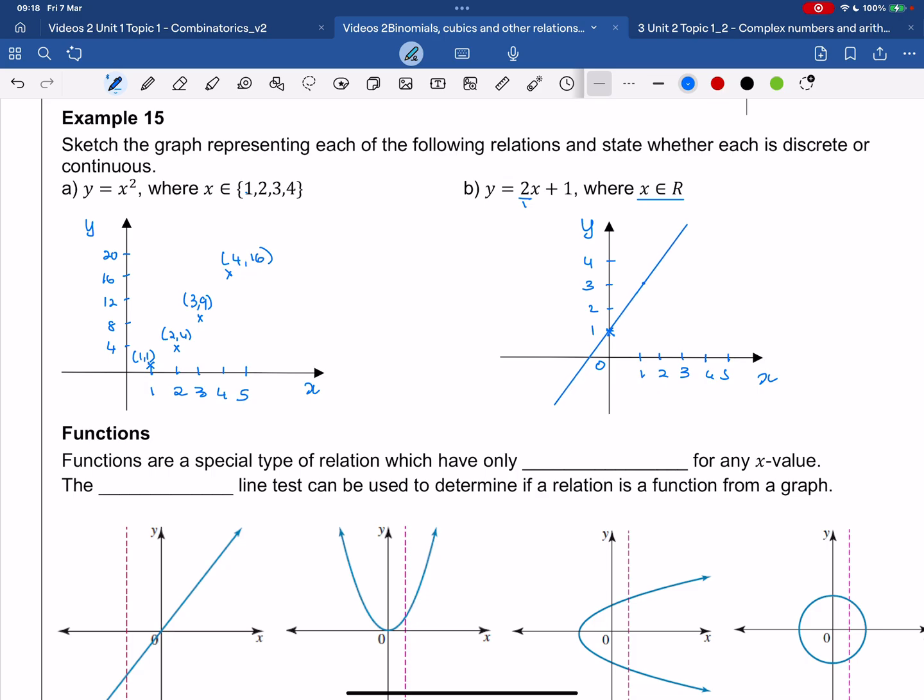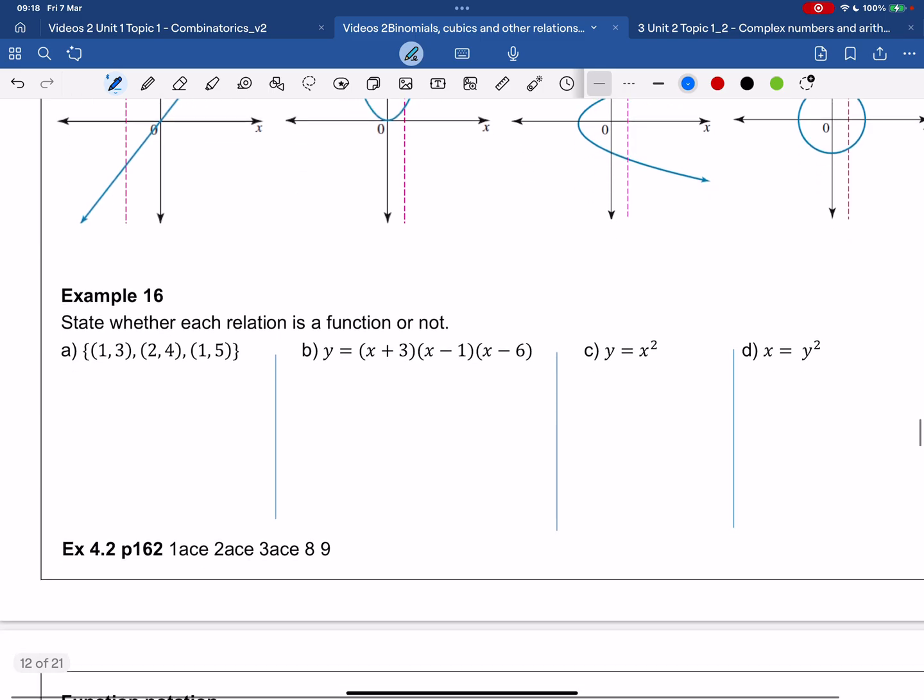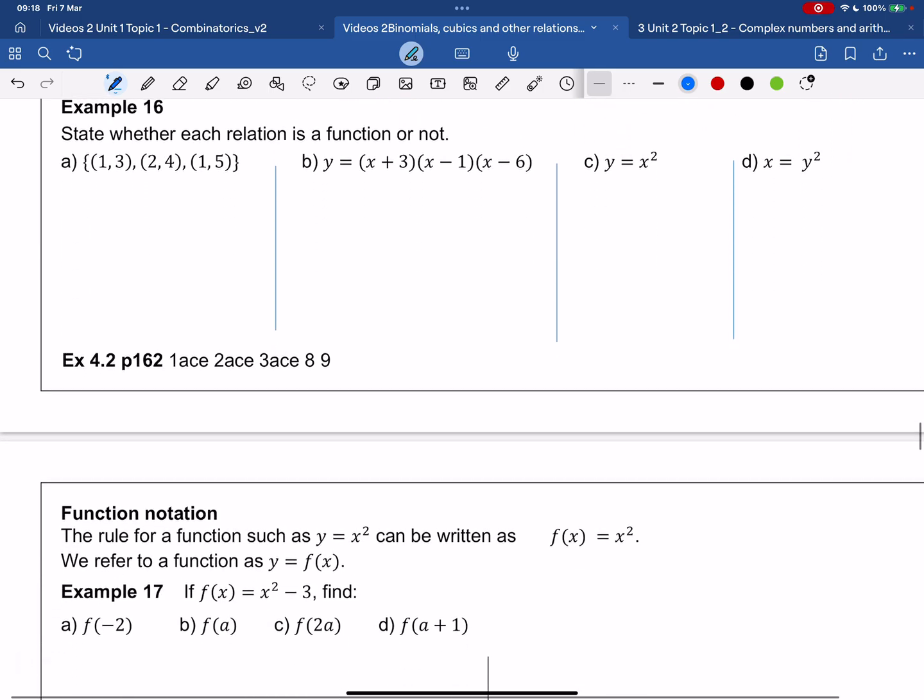Hopefully it'll jump through it. There we go. Okay, so that's y equals 2x plus 1. Let's have a quick look at example 16.